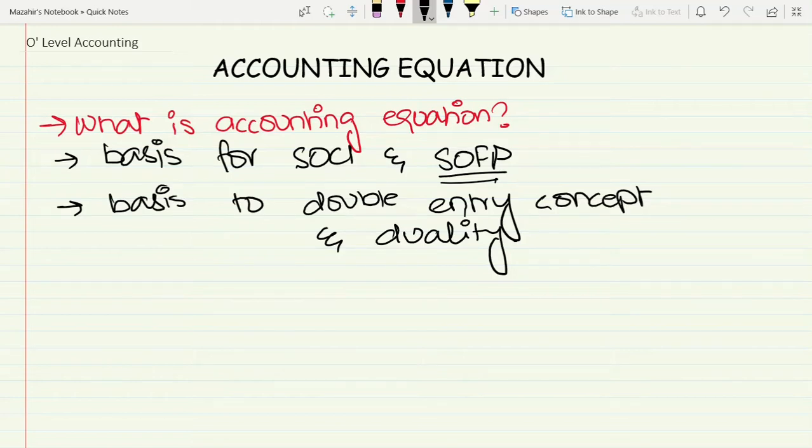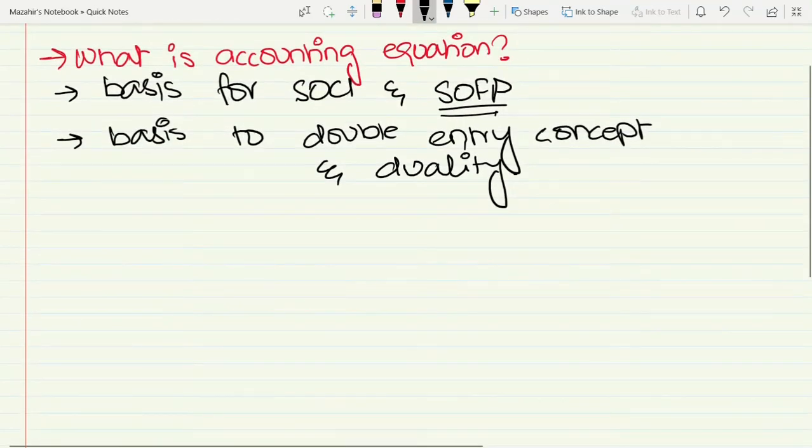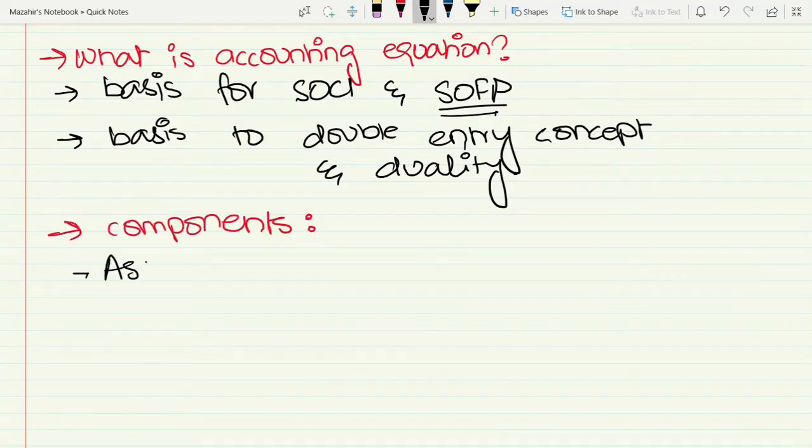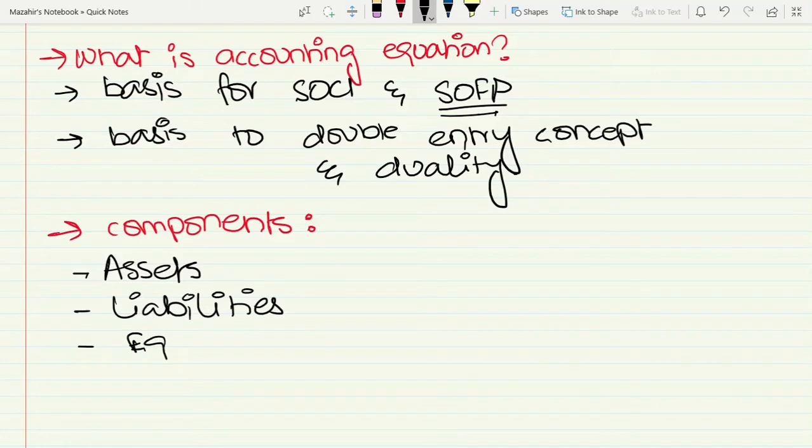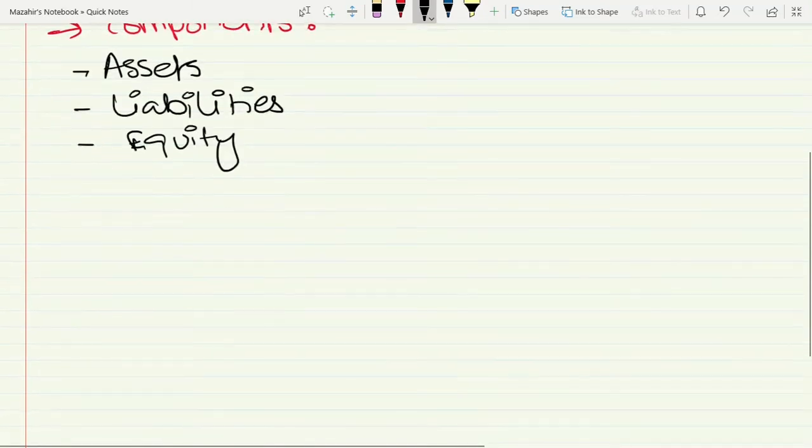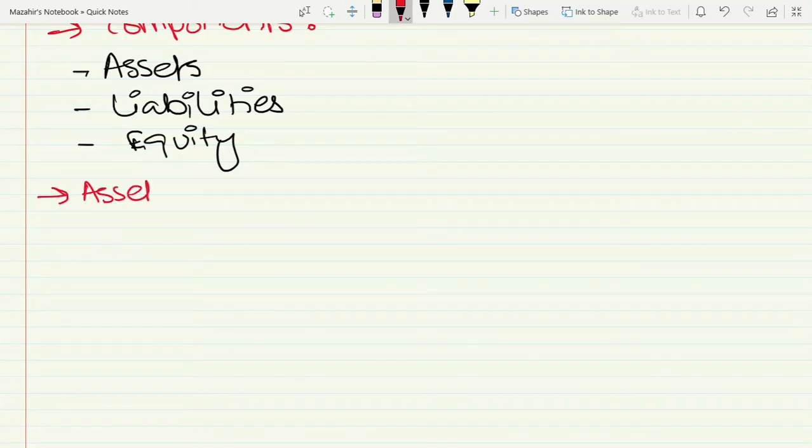To understand the accounting equation, first of all, we need to understand its components. The accounting equation has 3 components. Number 1, assets. Number 2, liabilities, and number 3, equity. To dig deep into these concepts, we will first go for what an asset is. To clearly understand the concept of an asset, we will break down the definition into 3 parts.